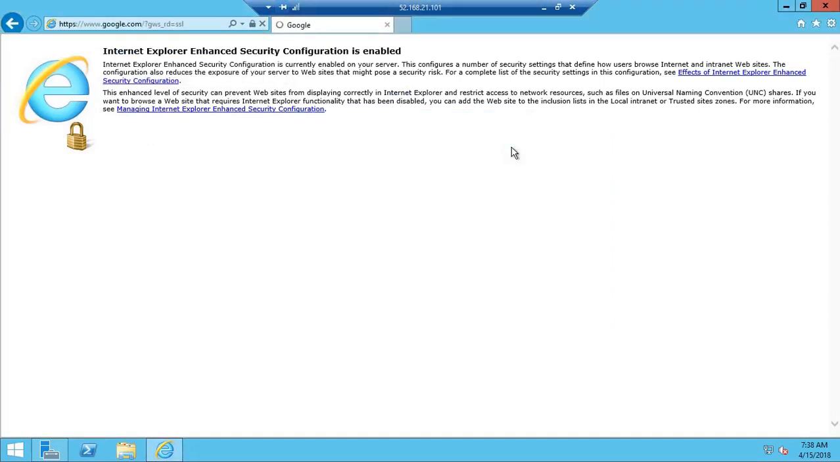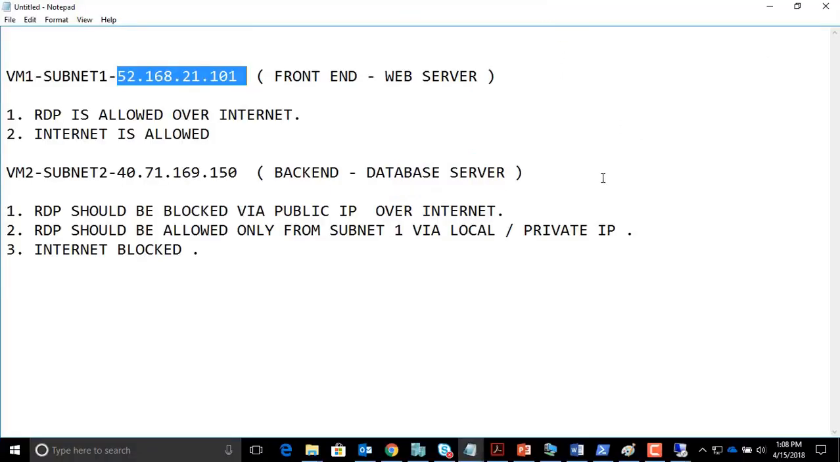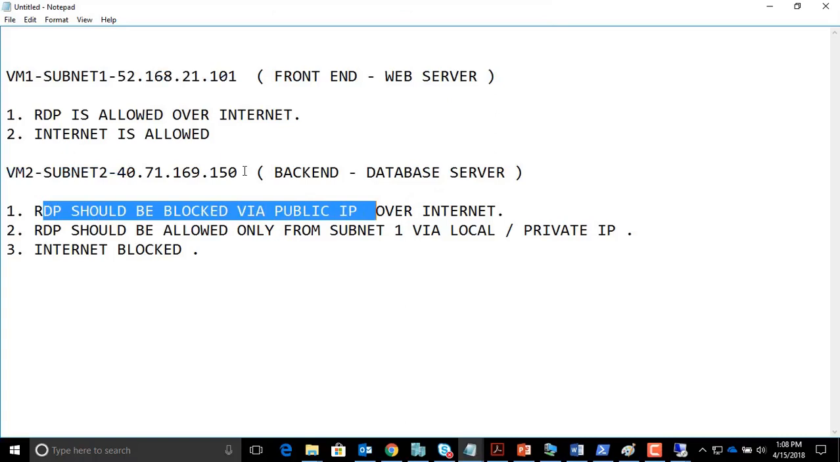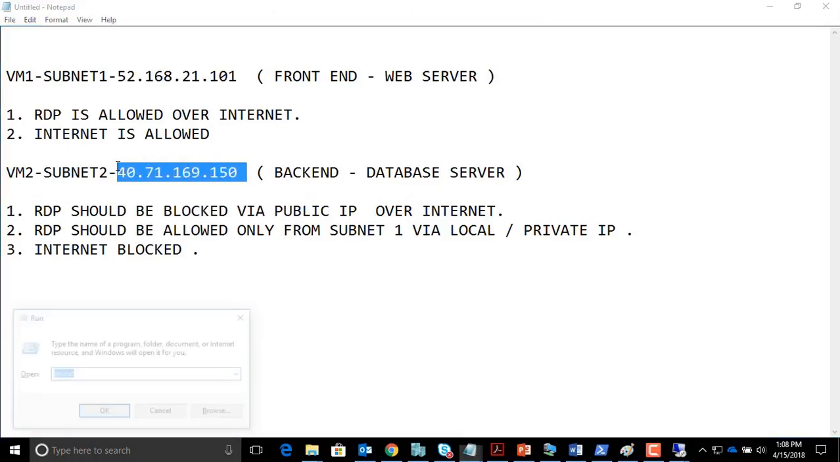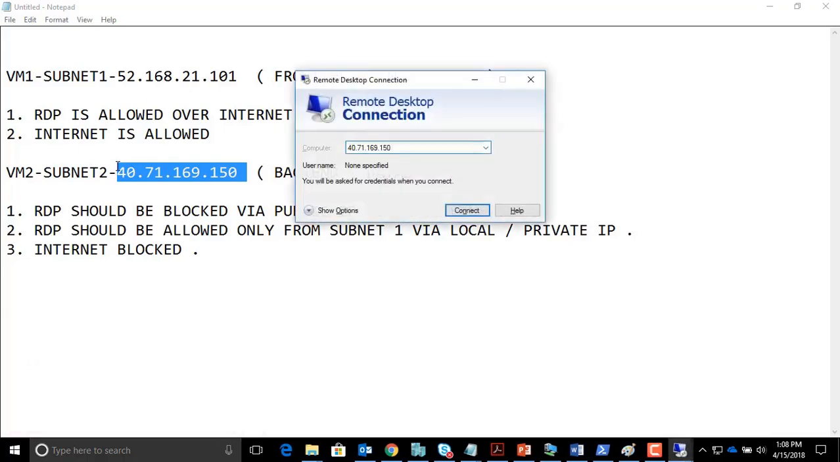So internet is working, which is in subnet 1 VM1. I'll minimize this virtual machine. In subnet 2, RDP should be blocked via public IP, which is traditionally I have not done any rule RDP allow on subnet 2. So traditionally it's by default blocked.